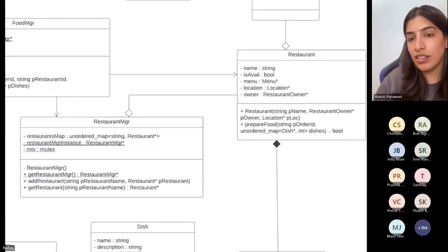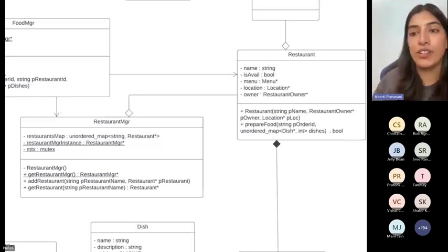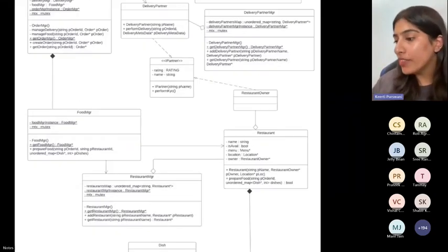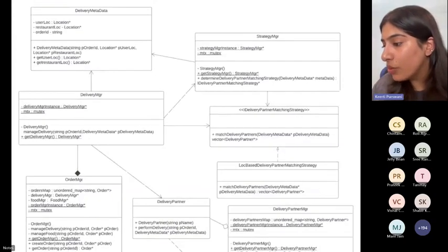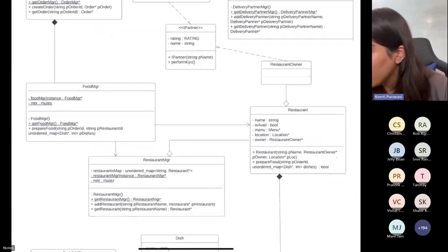Okay. Can someone tell me the relationship between restaurant manager and restaurant? Aggregation. Yes, has-a. So restaurant manager has an instance of restaurant, but my restaurant can exist without restaurant manager, a has-a relationship. Correct? Okay, so you guys were asking about composition, about association and all of that, right?